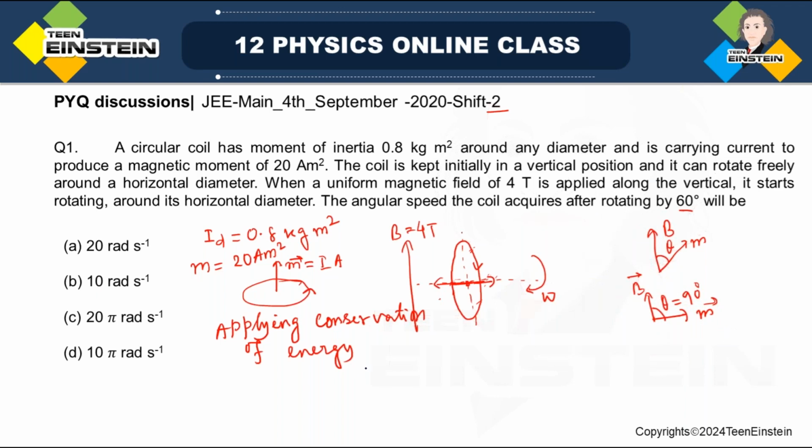So initially, look, initially it was at rest, actually vertical position at rest. Okay, so what will be the kinetic energy? Here we will be considering the kinetic energy, and that kinetic energy is actually rotational kinetic energy. Anyway, it is not translating anywhere, it is just rotating. So we have to consider, see, initial potential energy plus initial kinetic energy is equal to final potential energy plus final kinetic energy.